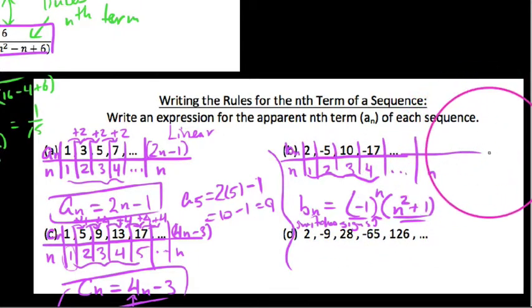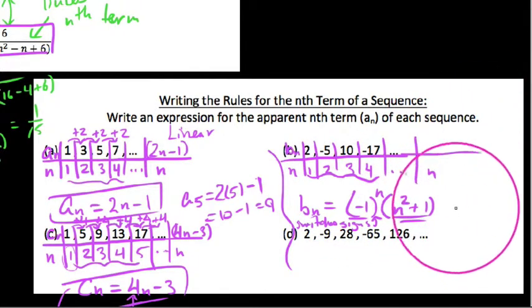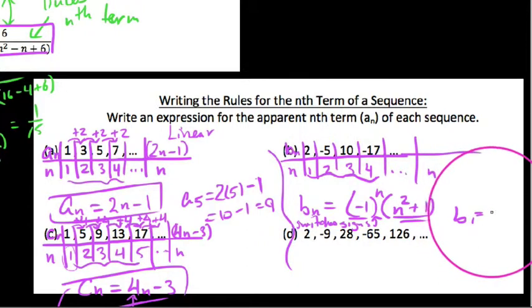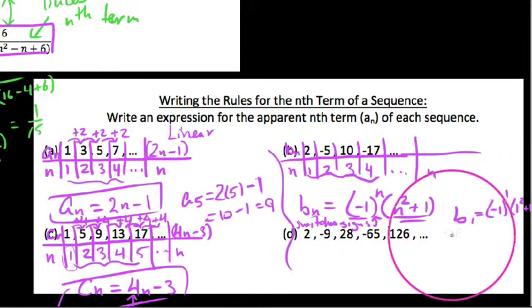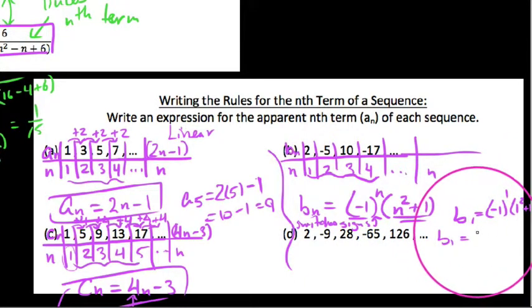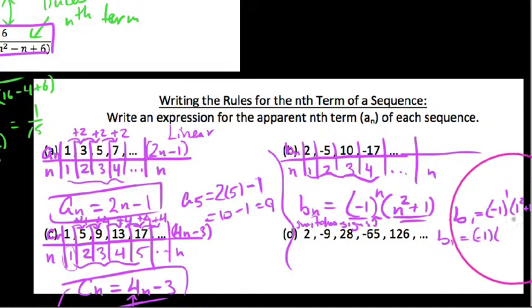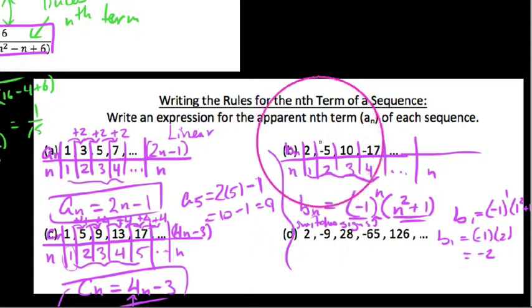So what we need to do is test this. I only say test this to see if it turns out the way it should. If I were to do b of 1, I get negative 1 to the 1 times 1 squared plus 1. Sorry, that didn't fit very well. So b1 in this case would be negative 1 times 1 squared plus 1, which is 2. I would get negative 2, which is wrong, since I'm supposed to get a positive 2.